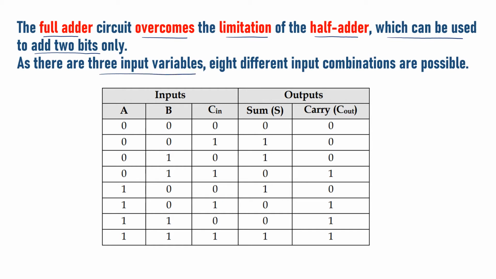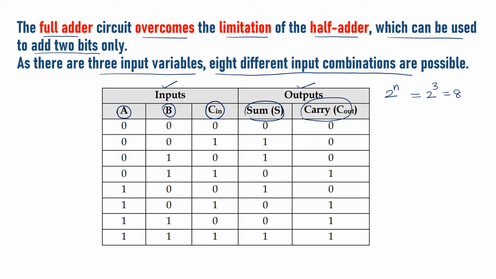For these three input variables, as we already discussed, 2 to the power n decides how many numbers. Here there are three inputs, so 2 to the power 3 gives 8. So we get 8 different possible input combinations. These are the inputs and these are the outputs. As I told, it consists of three inputs A, B and C in, and the outputs are sum and carry. Now let us discuss the truth table.